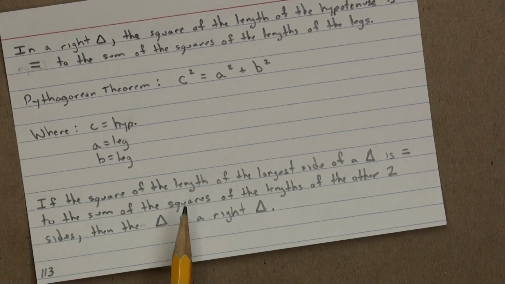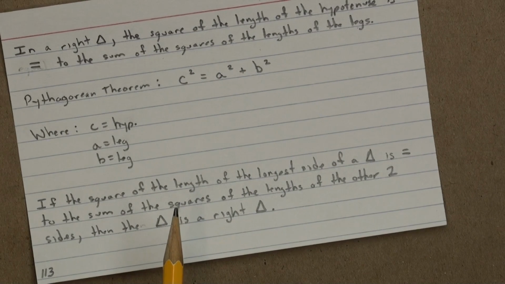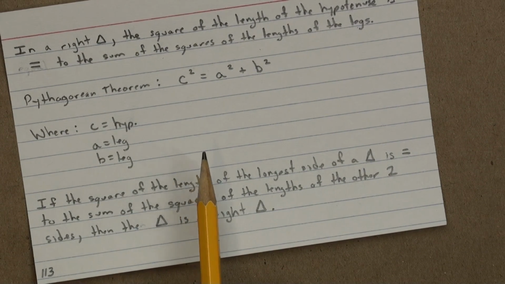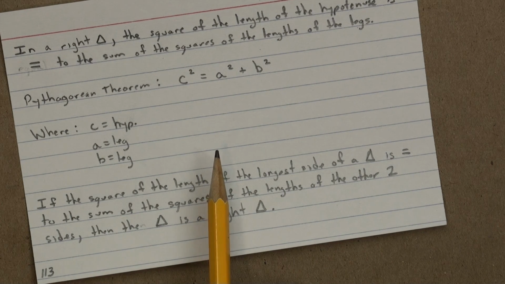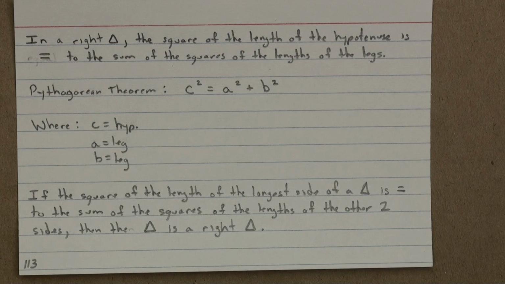If you can show that the longest side of a triangle squared is equal to the sum of the other two sides squared, then you just proved it's a right triangle. So that's why they throw that one in there at you, okay? Because it's very useful sometimes.